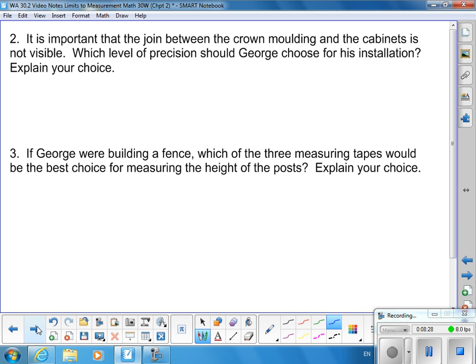Is it important that the joint between the crown molding and the cabinets is not visible? So you don't really want to see a space there. Which level of precision should George choose? So I would use tape number 3 because it's going to be most precise. You're going to get the nicest, closest finish if you measure them with the most precise measurement.